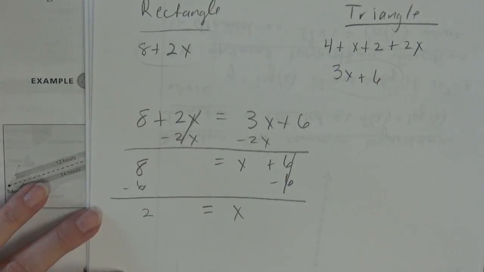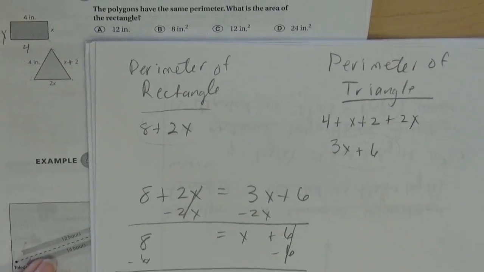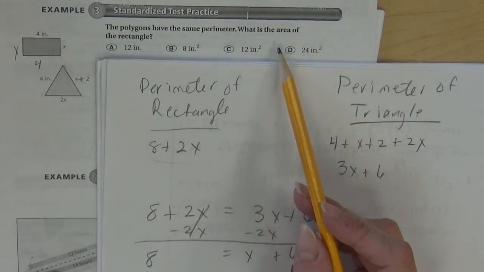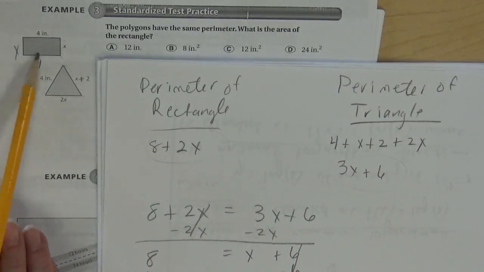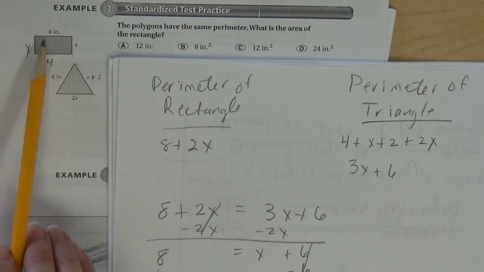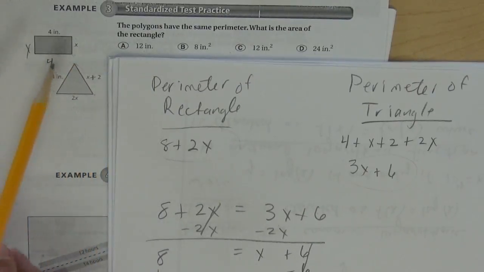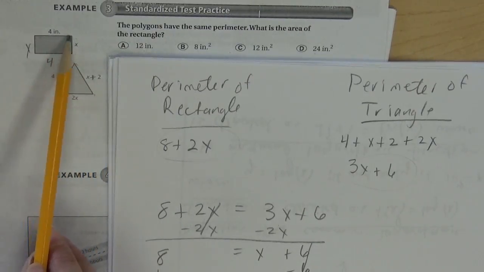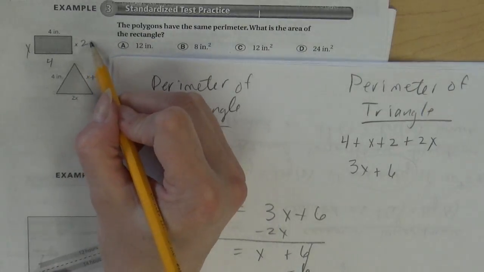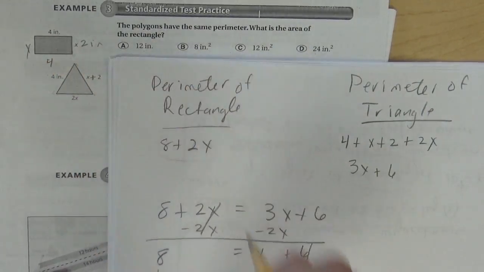Now, am I finished? All right, let's go back and see. What did they ask me to find? They want to know what is the area of the rectangle. Okay, so we don't have that yet. We know area of the rectangle is length times width. And they told us that we had one side of 4 and one side was x, and we just found that x is 2. So we've got 4 inches by 2 inches.